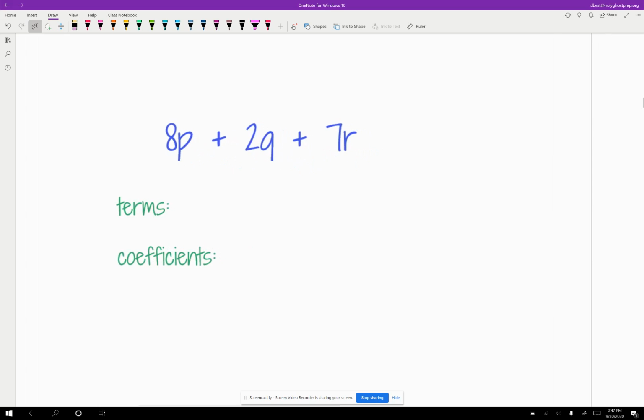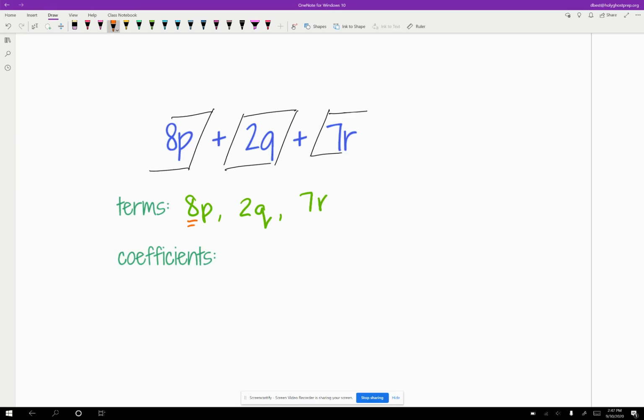So here's our first example. I've got 8p plus 2q plus 7r. All of my terms included are 8p, 2q, and 7r. So remember the terms, and you can kind of split them using the operation. So anything that's between the operation symbols. The coefficients are all the numbers in front of your variables. So here it would be 8, 2, and 7.